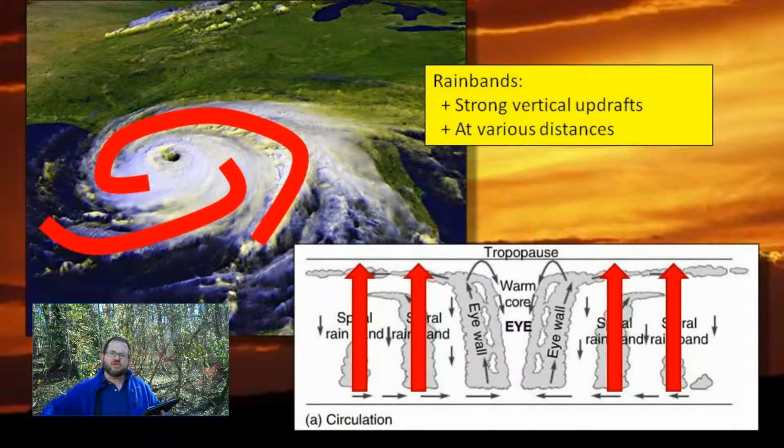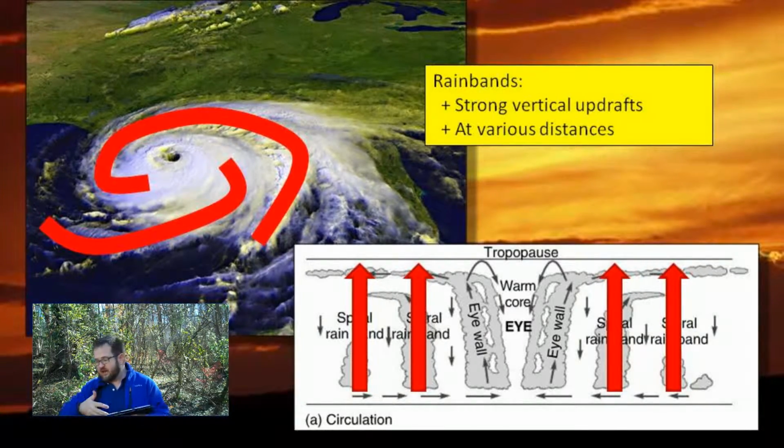Now, around the eye wall, there are these bands, these rain bands, that are also strong thunderstorms that make a spiral shape into the hurricane. I don't want you to get the idea that the whole thing is pinwheeling or something like that. That isn't generally what the structure of a hurricane is like, but it does have these arms of rain bands around the outside.